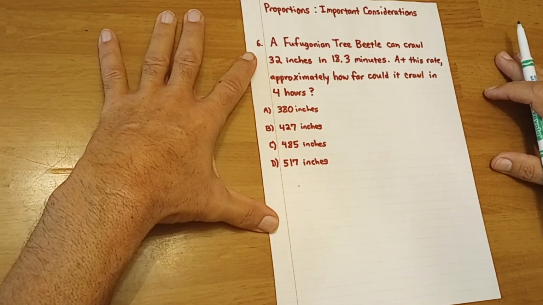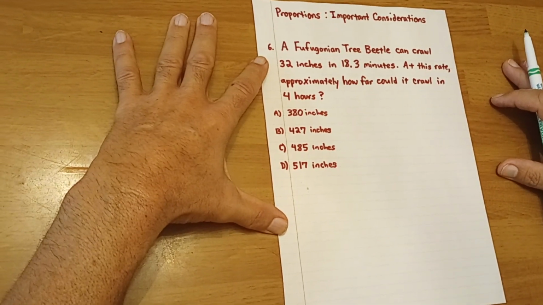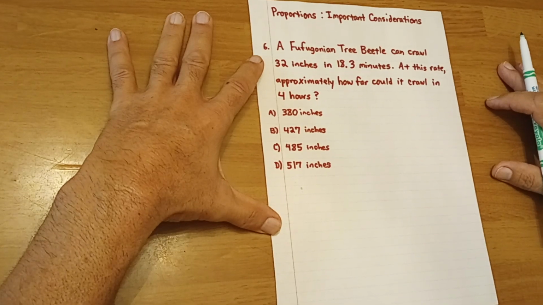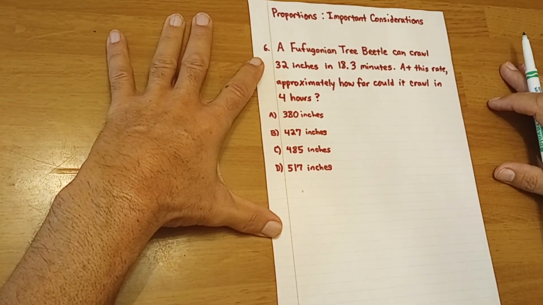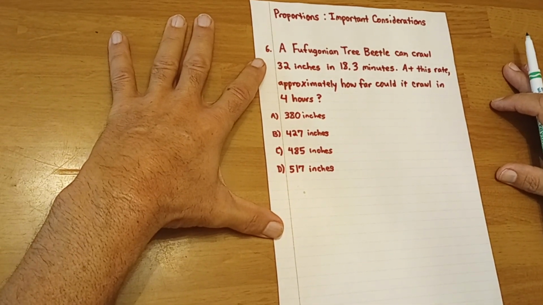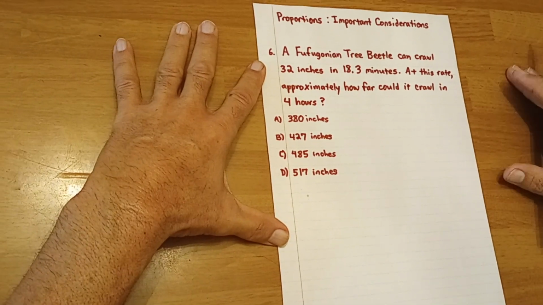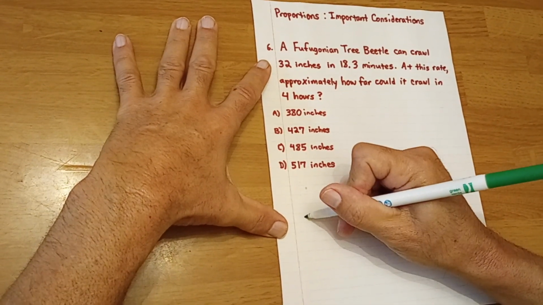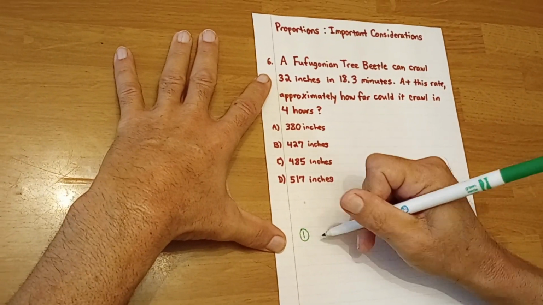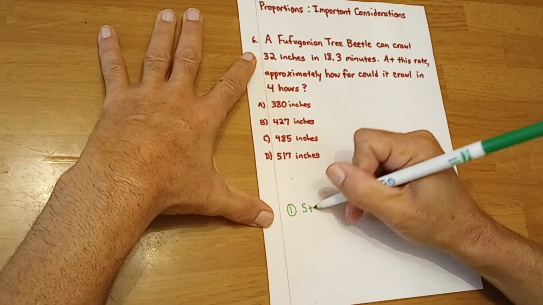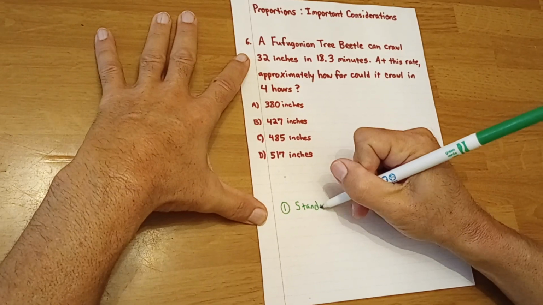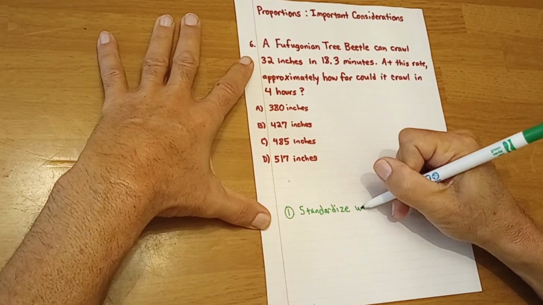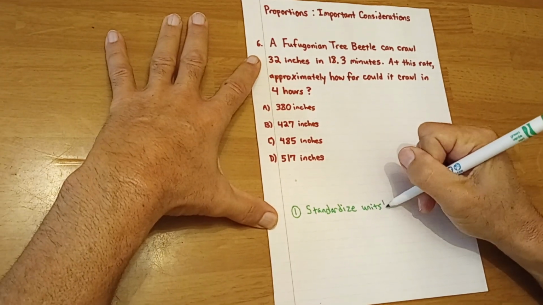So let's see what we got going on here today. We have a Fufugonian tree beetle that can crawl 32 inches in 18.3 minutes. At this rate, approximately how far could it crawl in 4 hours? A few things we need to keep in mind when dealing with proportions. The first thing is to standardize units. So what do I mean by this?